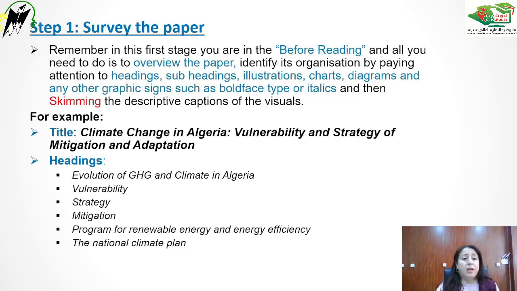First, step 1. We survey the paper. Remember, in this first stage, you are in the before reading, and all you need to do is to overview the paper. Identify its organization by paying attention to headings, subheadings, illustrations, charts, diagrams, and any other graphic signs such as boldface type or italics, and then skimming the descriptive captions of the visuals. For example, we look at the title, Climate Change in Algeria, Vulnerability and Strategy of Mitigation and Adaptation. Then headings: Evolution of GHG and Climate in Algeria, Vulnerability, Strategy, Mitigation Program for Renewable Energy and Energy Efficiency, the National Climate Plan.